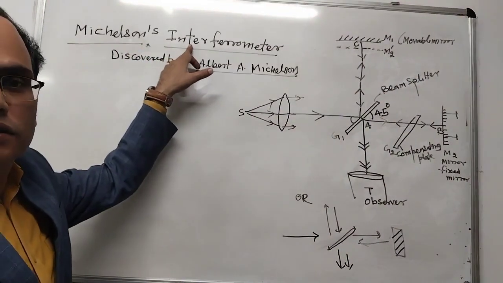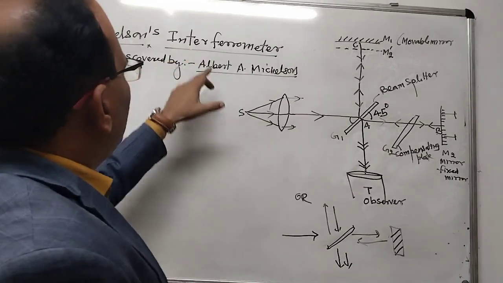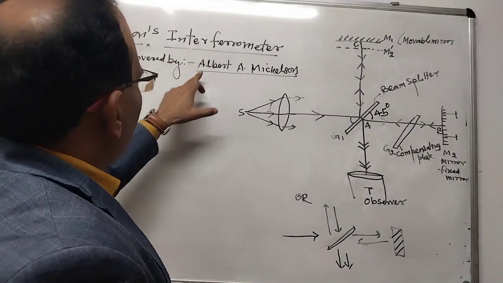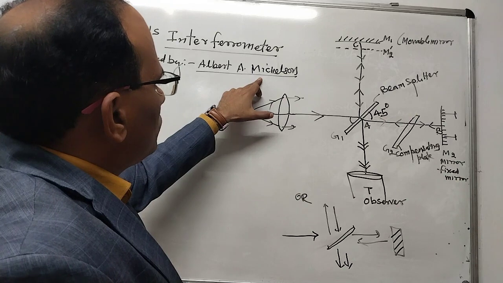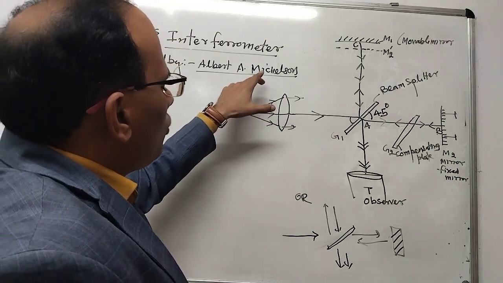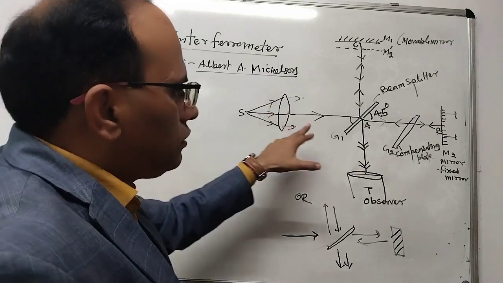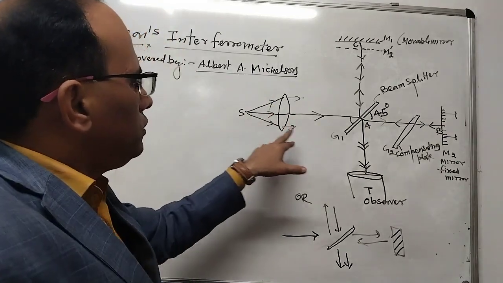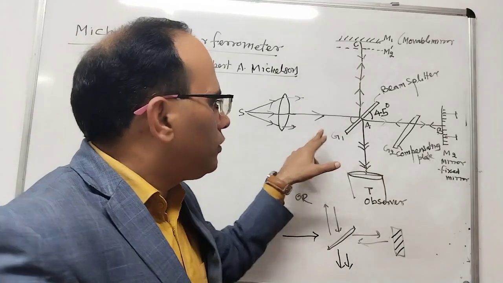Interferometer is a device, discovered by Albert A. Michelson. So what is the role of this? How to find many important applications. Now understand this diagram. This is the simplified diagram of the Michelson interferometer.